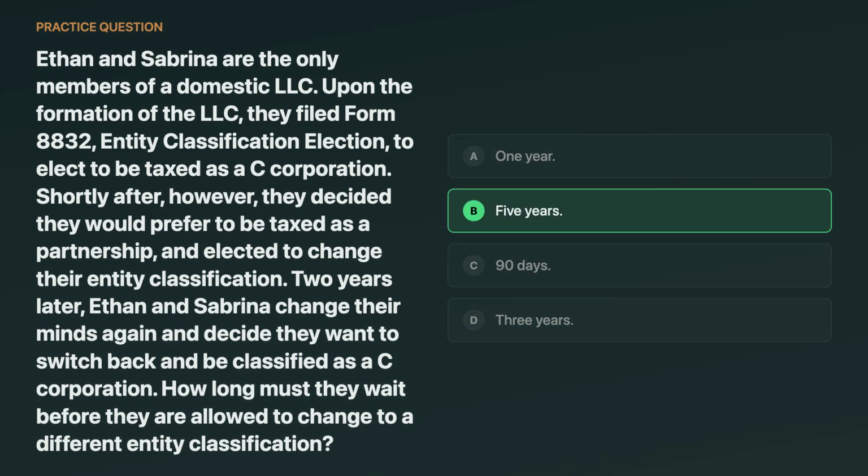The answer is 5 years. After an eligible entity changes its classification election, it generally can't change again for 60 months. Two years isn't enough. A tempting wrong answer is 3 years, because it sounds like a common waiting period, but the rule tested here is the 60-month limitation tied to Form 8832 elections.